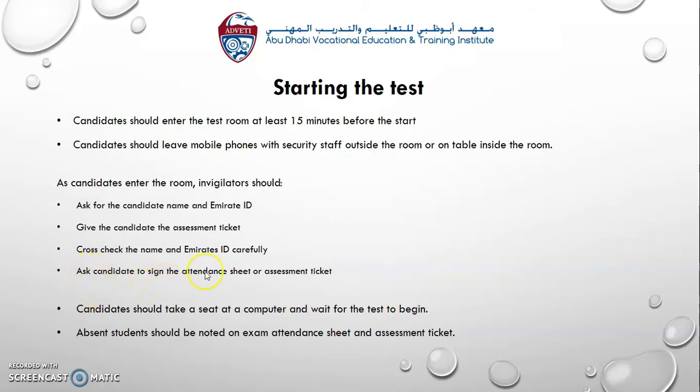Ask the candidate to sign the attendance sheet or the assessment ticket to prove that they have received it. Candidates should take a seat at a computer and wait for the test to begin. Absent students should be noted on the attendance sheet and the assessment ticket.